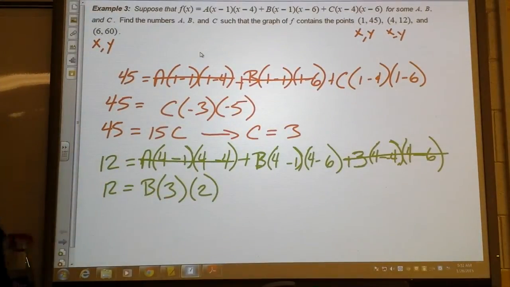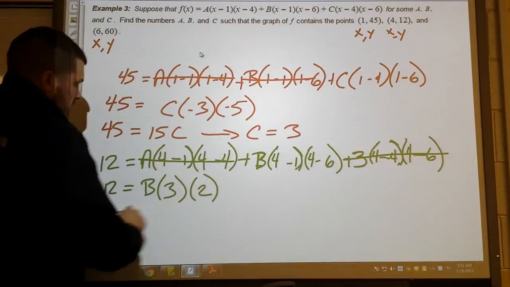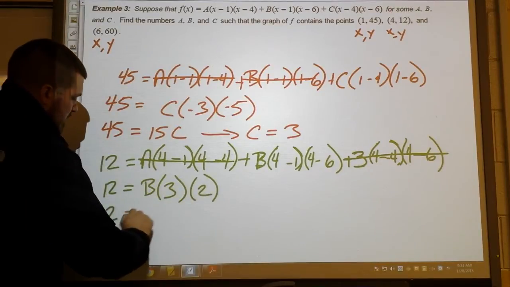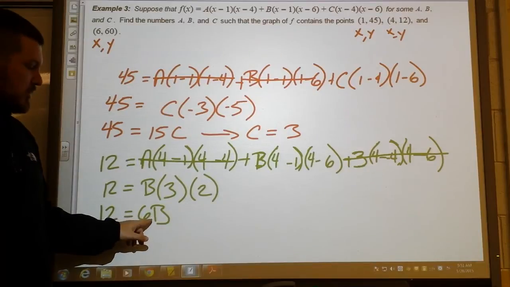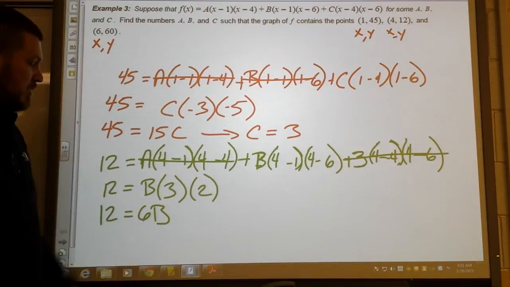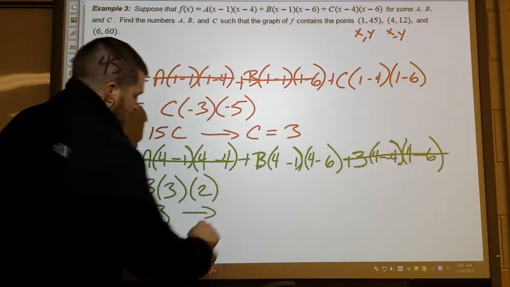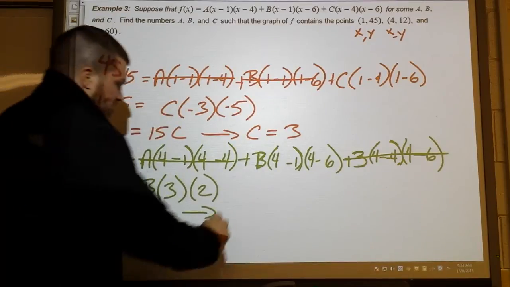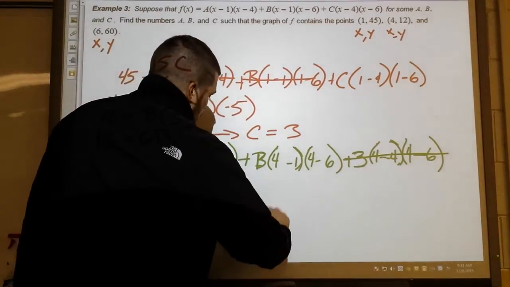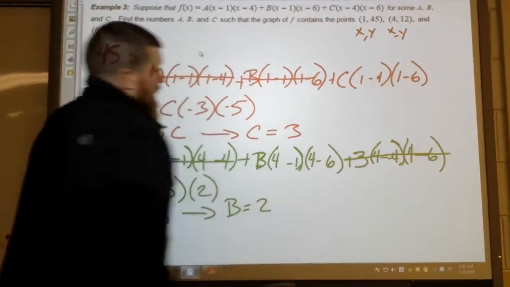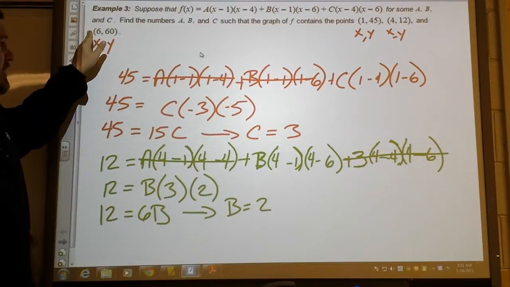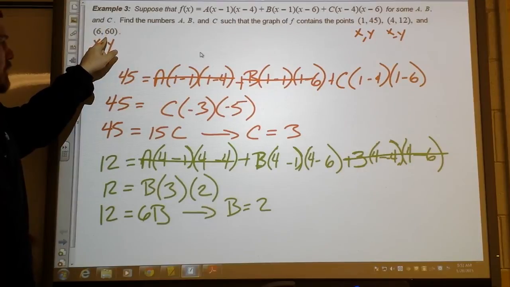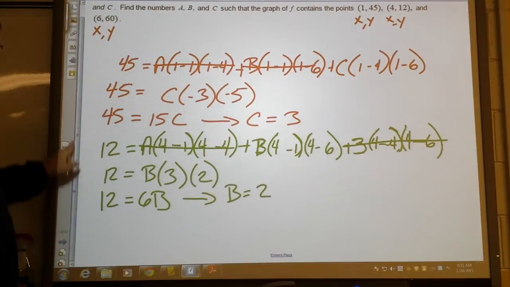I need to clean this up and figure out what b is. 3 times 2 is 6, so 12 is equal to 6b. And again, this is multiplication, so to undo multiplication, we need to divide on both sides. So we find out by dividing by 6 on both sides that b is equal to 2. Okay, and then finally we only have one point left, (6, 60). So everywhere I see an x, I'm going to put in a 6. Everywhere I see a y, I'm going to put in a 60.